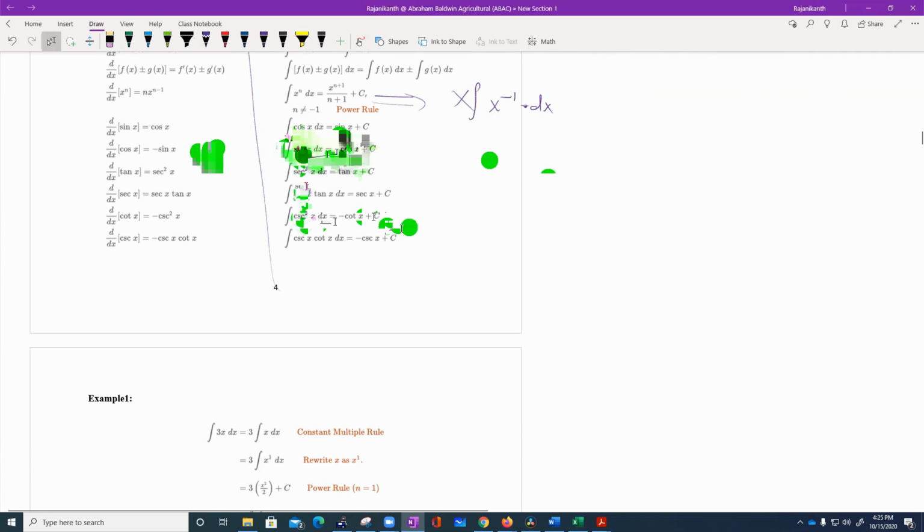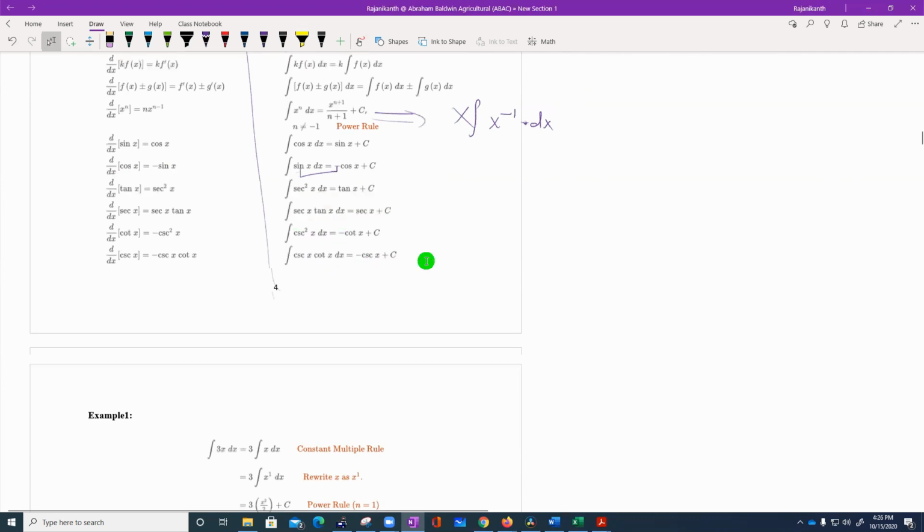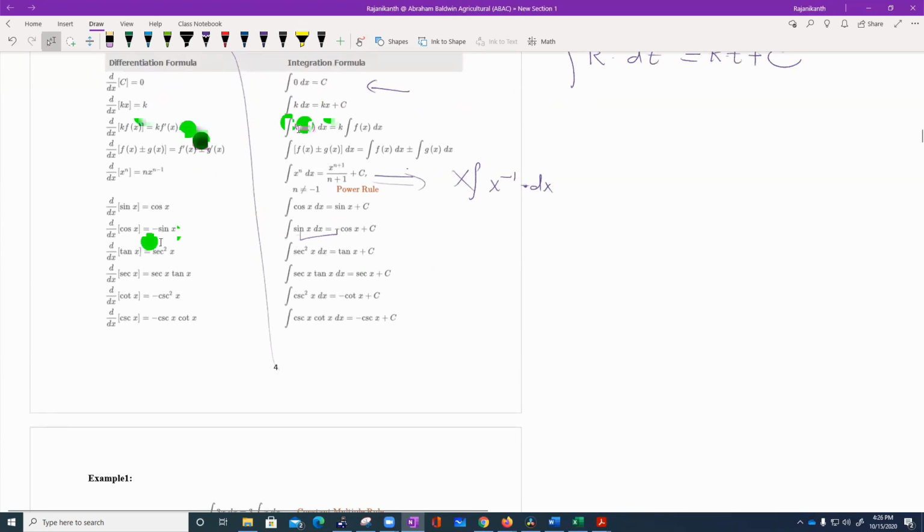Okay, so the antiderivative of secant squared is tangent x, since the derivative of tangent is secant squared, going backwards. Again, the antiderivative of secant tangent is secant. The antiderivative of cosecant squared is negative cotangent x. The antiderivative of cosecant x times cotangent x is simply negative cosecant x. Since you have this formula sheet, try to memorize these. There should not be any confusion with these formulas. You should be good.